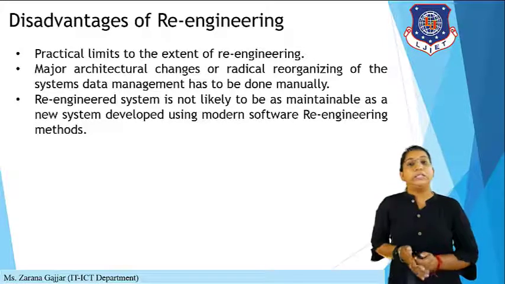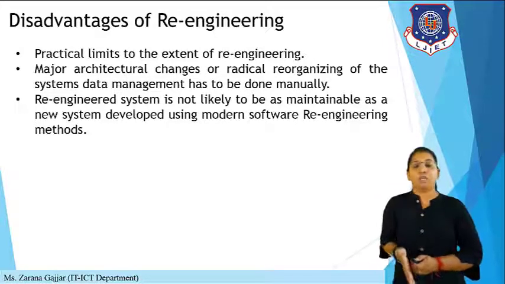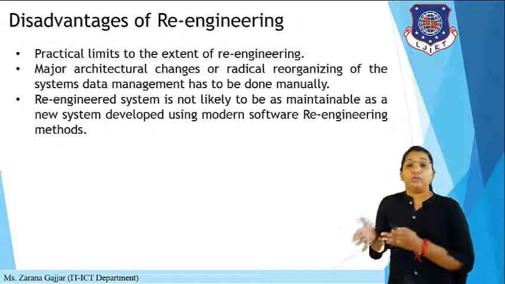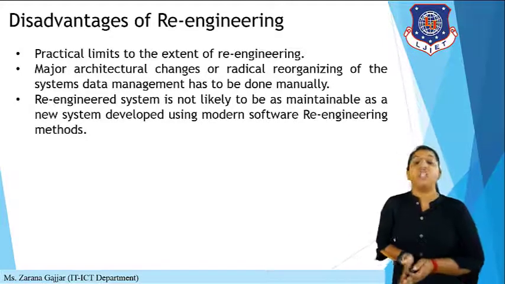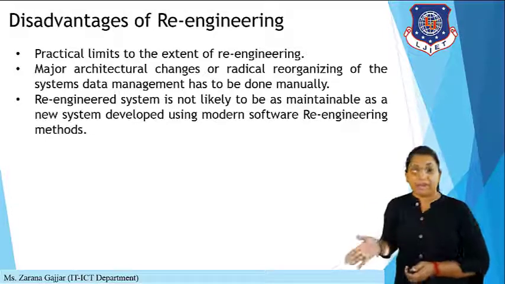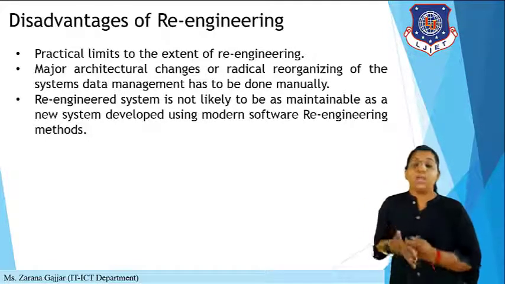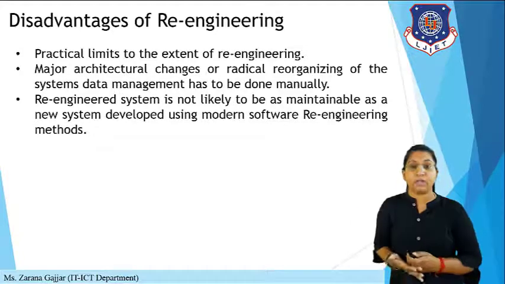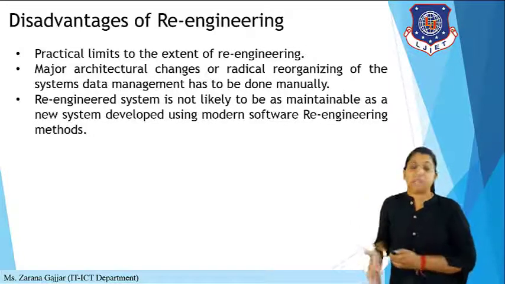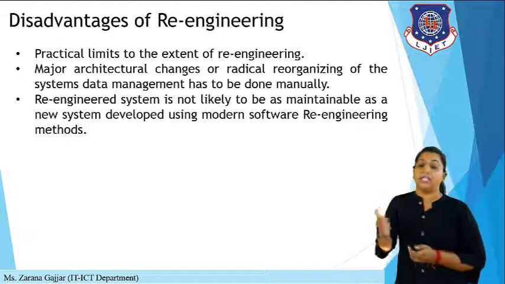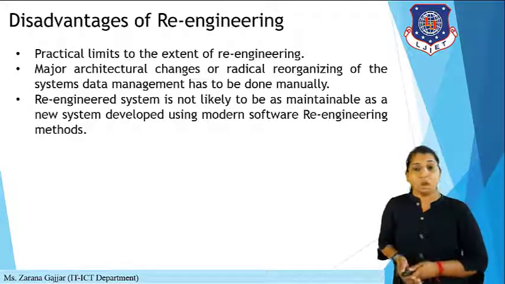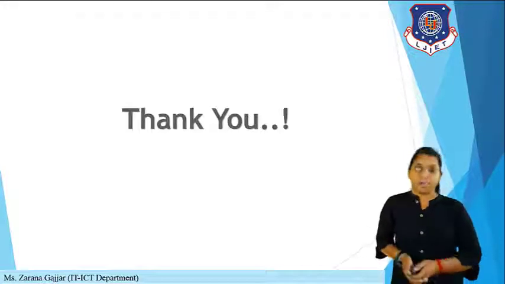So that's all for today's lecture. In today's lecture we have learned about software maintenance process activities, in which we learned about the different types of activities in the software maintenance process. And we also learned about the objectives of re-engineering, the advantages of re-engineering, and the disadvantages of the re-engineering process. Okay, so that's all for today's lecture.